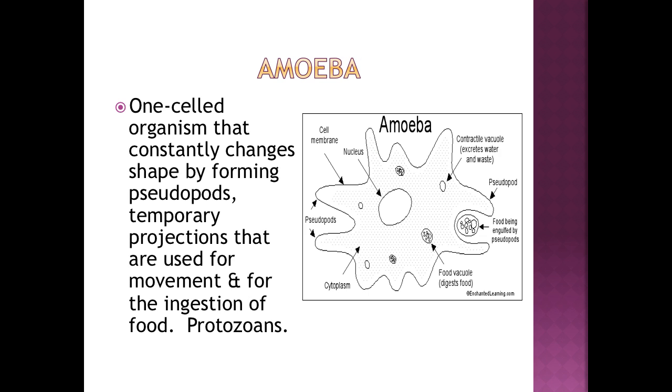Amoeba is a one-celled organism as well, so it's unicellular, and it constantly changes shape by forming pseudopods. That's how you say that word, pseudopods. So say that with me, pseudopods. Temporary projections that are used for movement and for the ingestion of food. So pseudopods are used for amoeba to get around from place to place and to take in food for itself. And again, I have uploaded a diagram of what amoeba looks like.